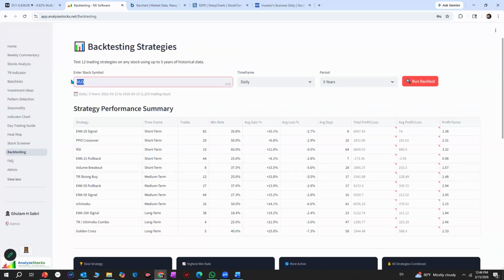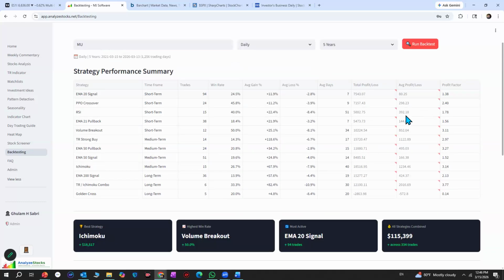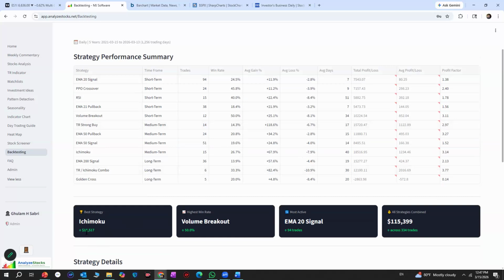So maybe MU, because MU is a hot stock. I run the backtest and let's see on the daily time frame which are the best strategies for MU. This is what it's telling. Ichimoku's strategy is the best strategy in terms of the dollar results. Volume breakout, 50% of the time, has the highest win rate.